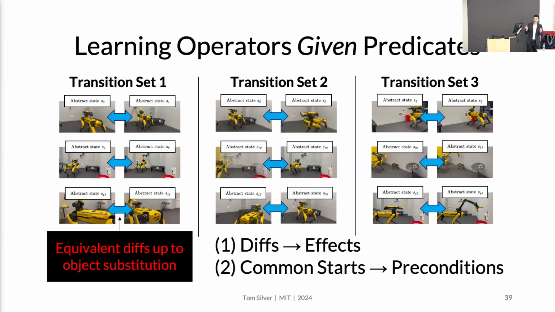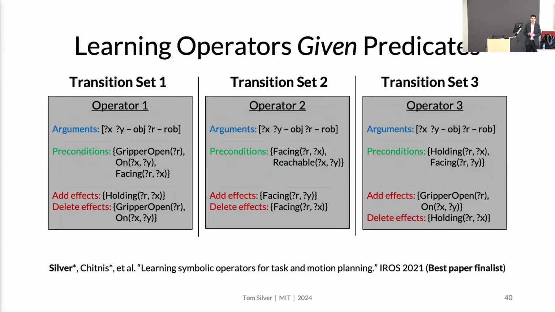So once we have these transition sets, we basically for free get these effects that are used to describe the skill operators. And then to compute preconditions is almost as easy. All that we basically do is look at what's in common among all of the initial states in each of these transition sets. So we do a big intersection to find all the things that are in common. And that's pretty much all we need to do to very quickly learn operators for the demonstrations that were given to us. So we end up with one operator per transition set like shown here. So that's what we can do if we're given predicates.